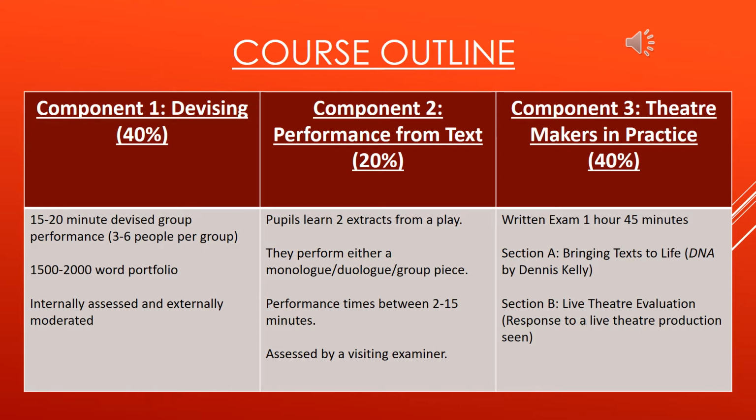Obviously performance times vary depending on the size of the groups, but a monologue needs to be a minimum of 2 minutes long, and a duologue needs to be a minimum of 4 minutes long. And then the time goes up the more people you have in the piece. The final exam of this we will do in year 11, January, February, in year 11, and this is assessed by a visiting examiner.